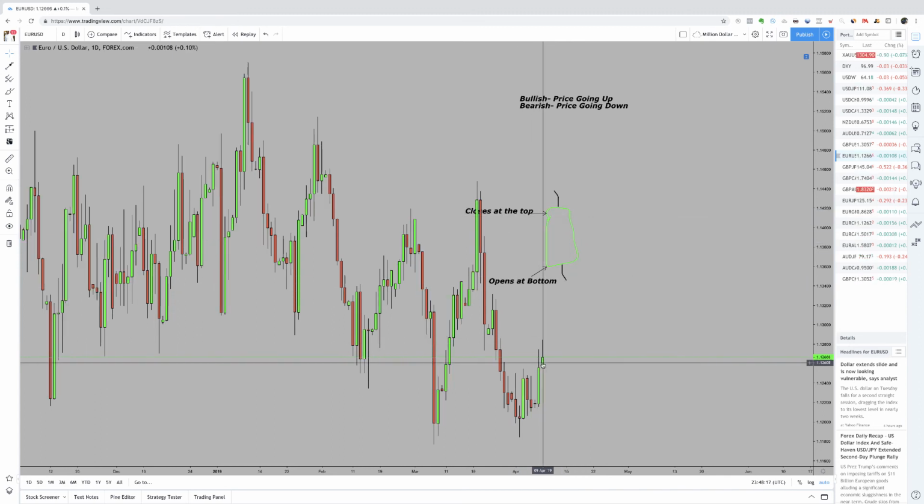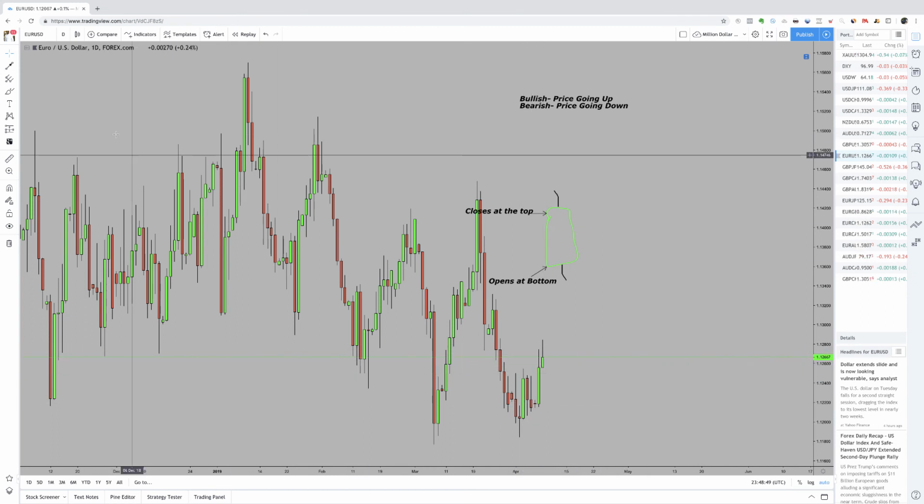For example, if we look at this candlestick from April 9th, the day before, April 8th, was a bullish candlestick. It opened at the bottom and closed at the top. Because that candlestick closed at the top, the next candlestick, April 9th, started where the previous candlestick closed. So this was a bullish candlestick as well. It opened at the bottom right here and closes at the top.